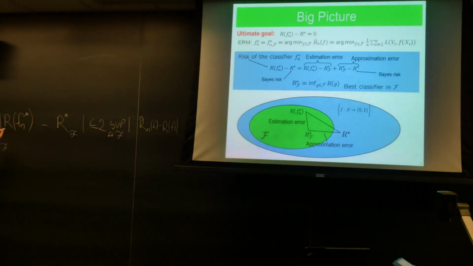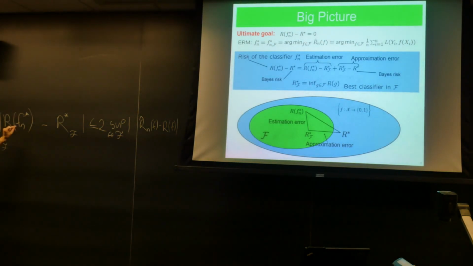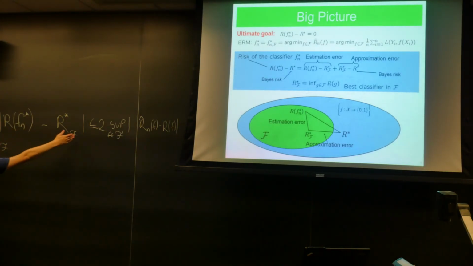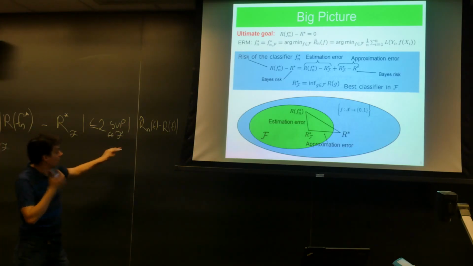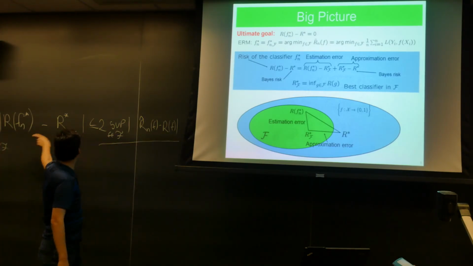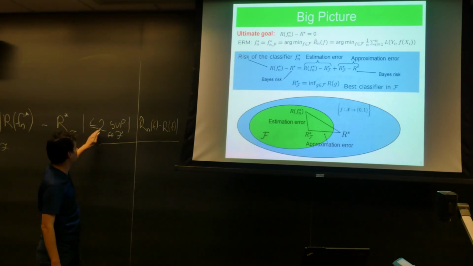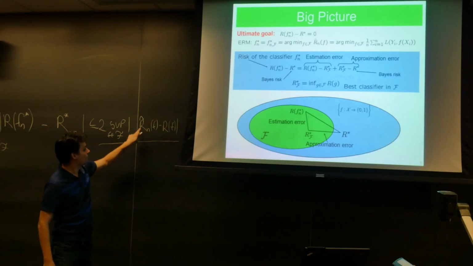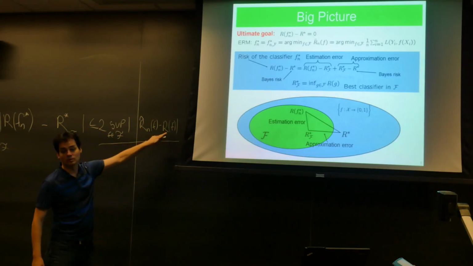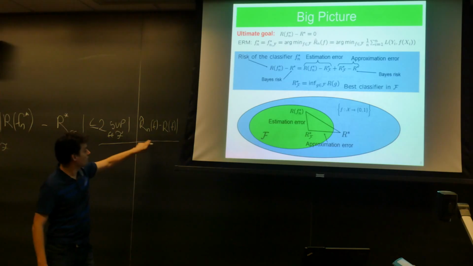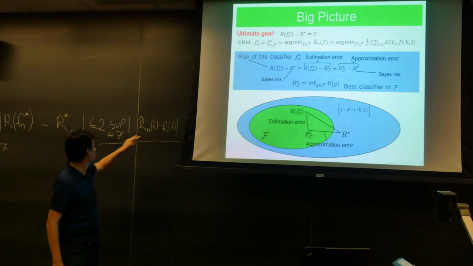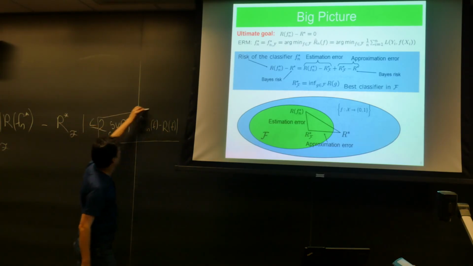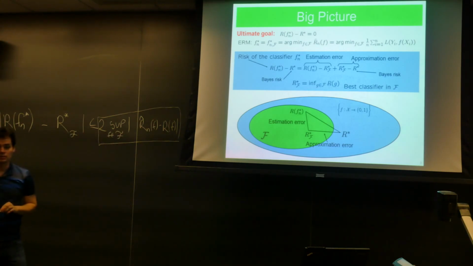That's the true risk of the function your algorithm provides after seeing n data points. This is the estimation error. And we have this theorem that this estimation error can be upper bounded by 2 times the supremum of this difference. So for any function f, this is the empirical risk of that function, and this is the true risk of that function. And then we were going to bound this difference.